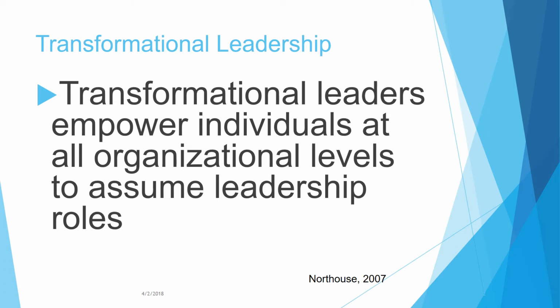Transformational leaders empower individuals at all organizational levels to assume leadership roles. Transformational leaders encourage, empower, and motivate employees to be their very best. Transformational leadership is a process whereby a person engages with others and creates a connection that raises the level of motivation and morality in both the leader and the follower. This type of leader is attentive to the needs and motives of followers and tries to help followers reach their fullest potential.